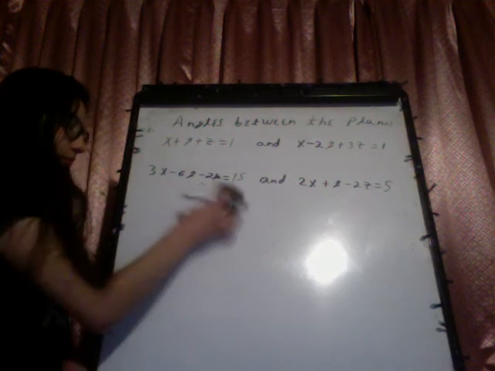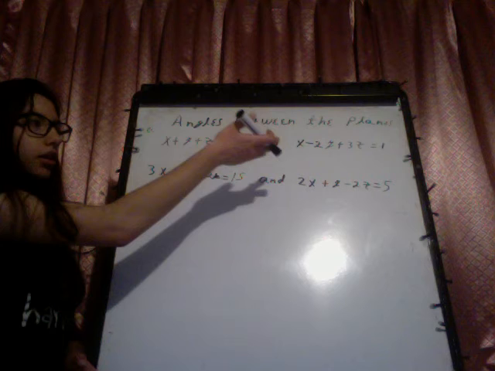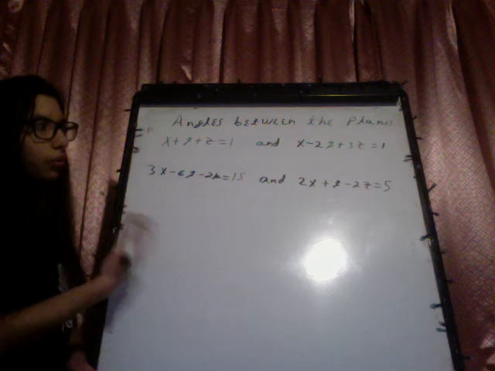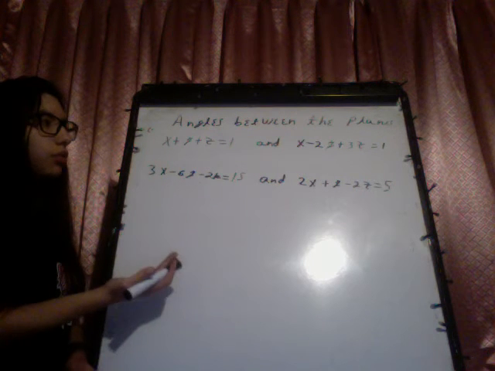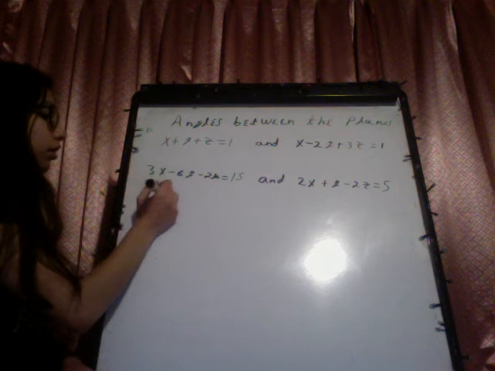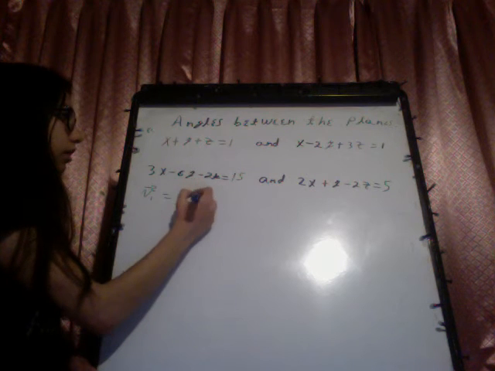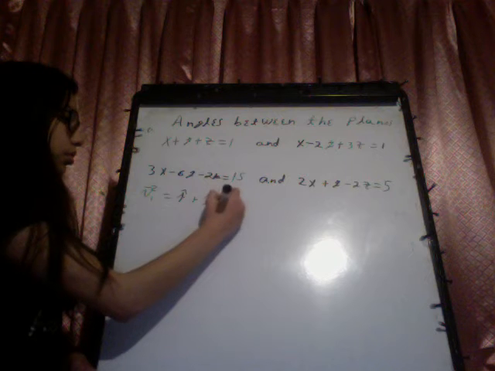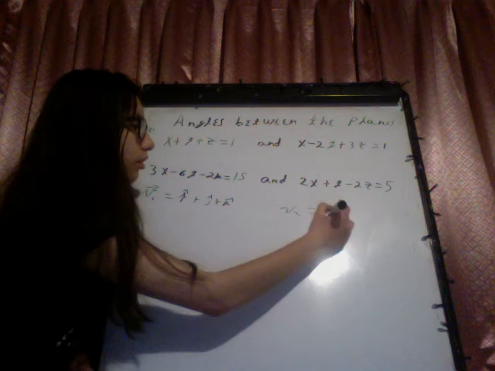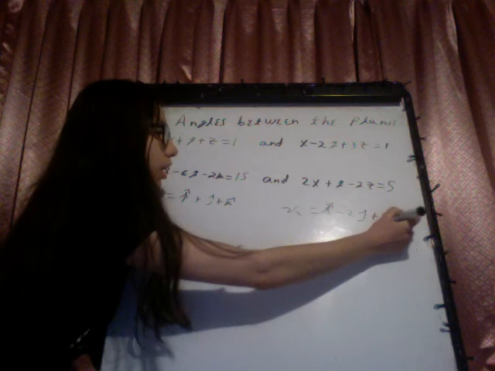Anyway, alright, from the equation of these planes, we need to calculate the normal vectors for each plane. So the normal vector for this plane will be v1 equals i plus j plus k, and v2 is i minus 2j plus 3k.